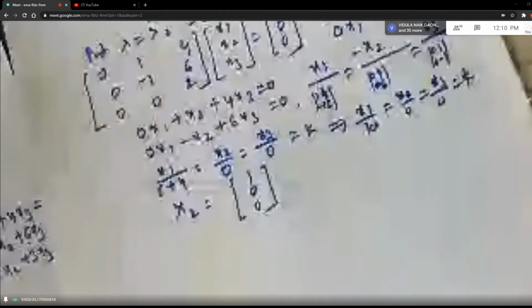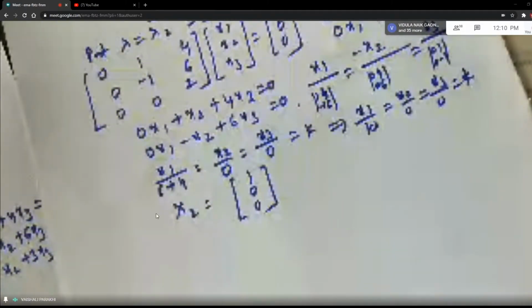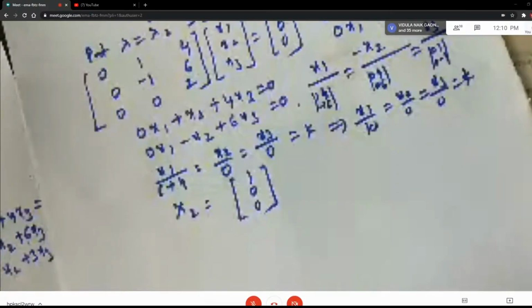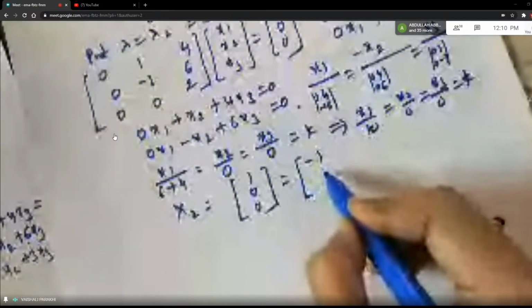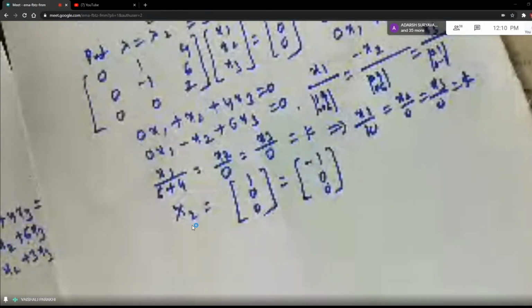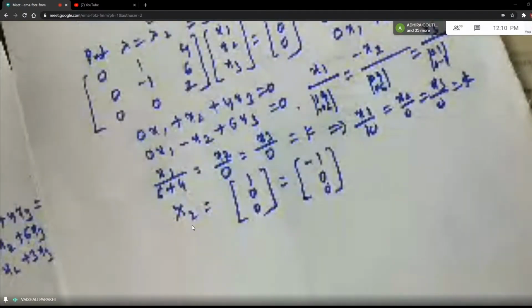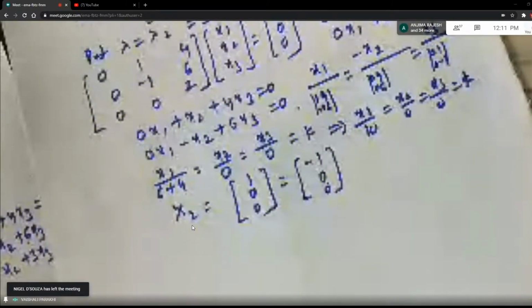So always try to cancel the common factor. Make it in the simplest form. Can you tell me what other simplest form will be correct for this? If k is minus 1, what will happen? Minus 1, 0, 0. So if some students are getting minus 1, 0, 0, they are also correct. You followed what I'm saying? There are infinitely many eigenvectors, but you have to take the simplest form, meaning nothing should be common in the numbers of the eigenvector. Anybody has tried with any other equations?